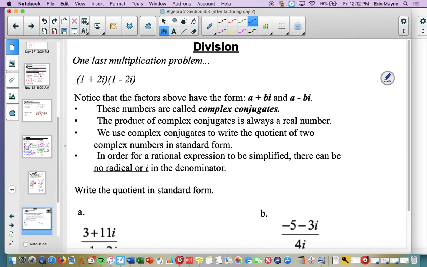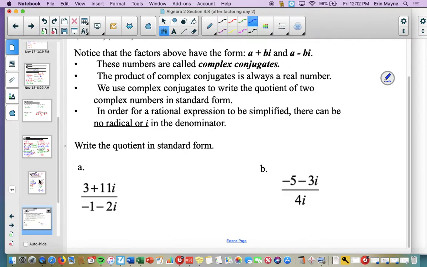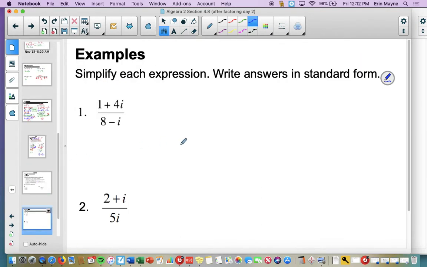Go ahead and hit pause if you would, and go ahead and do numbers 1 and 2.